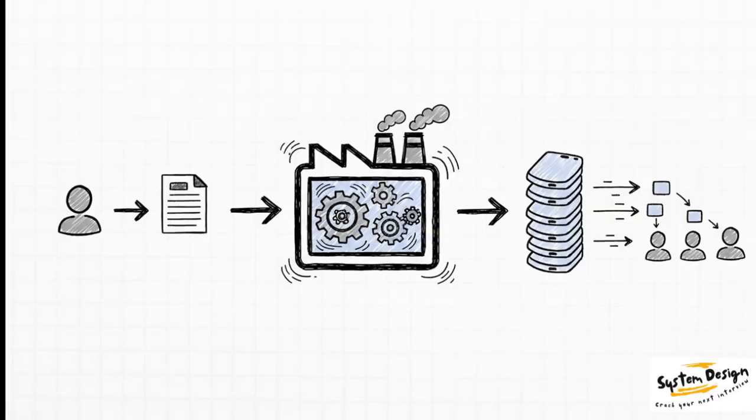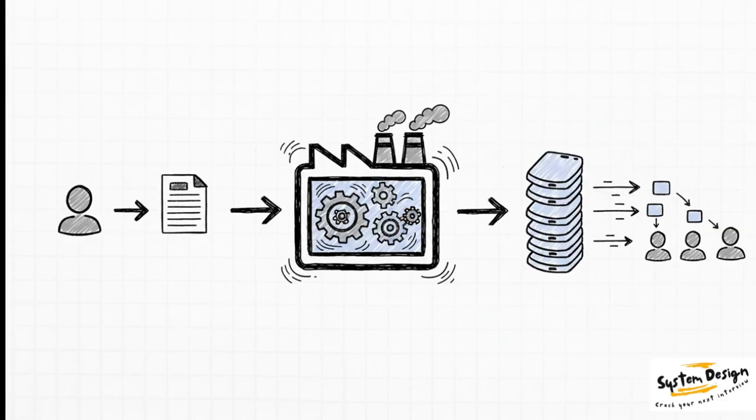So, to make the feed feel instant for billions of people reading it, we have to flip the script. We're going to do the heavy lifting on the write side. What this means is, when you post something, our system immediately goes to work, pushing that post into a pre-computed feed for every single one of your followers.